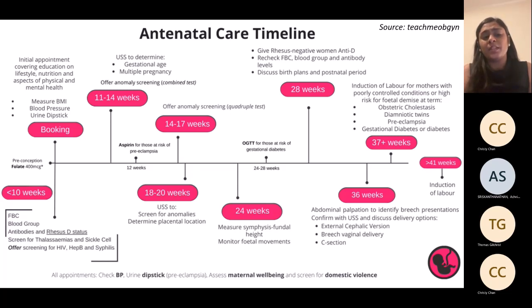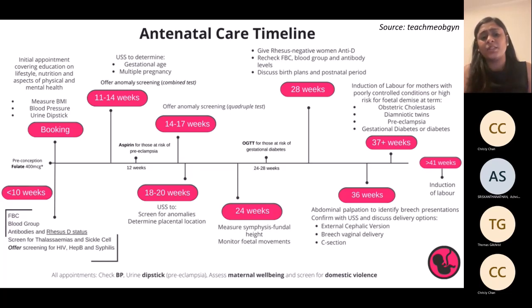The important thing to note is that there are two key scans in pregnancy if it is uncomplicated. The first being the nuchal scan or nuchal translucency scan, and that confirms pregnancy, and allows you to perform the combined screening test. It gives you a rough gestational age with the most accurate estimated date of delivery, and it also can confirm whether or not it's a singleton or multiple pregnancy as well.